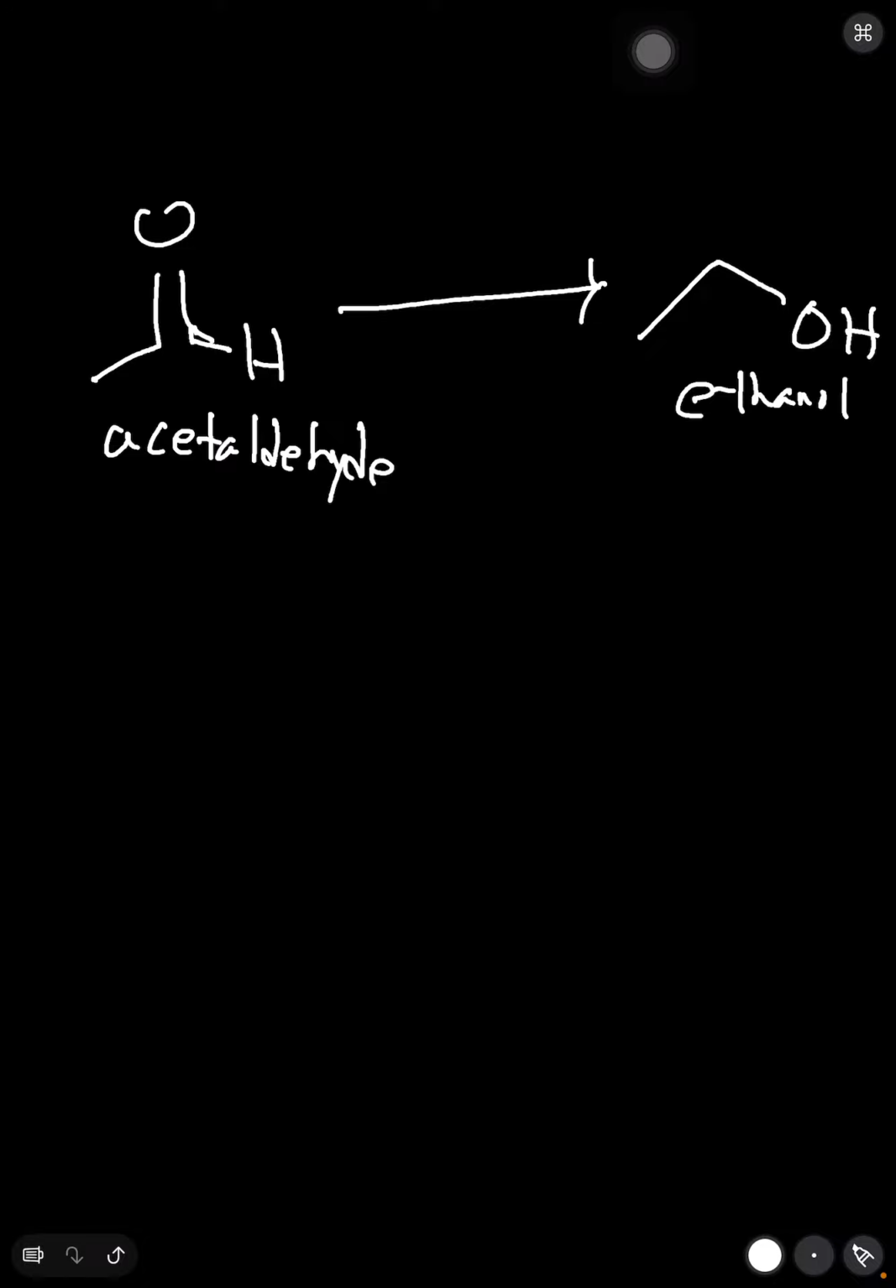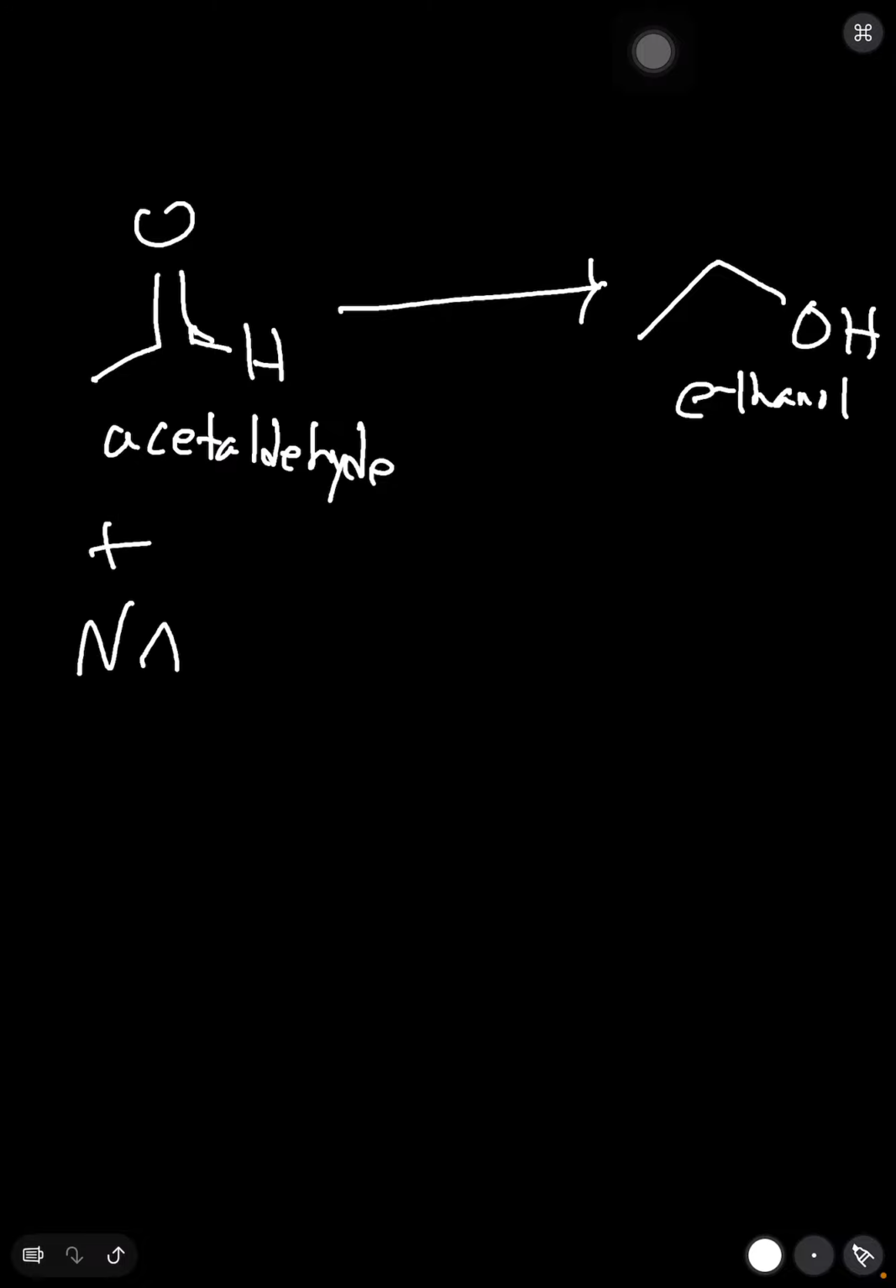And you'll notice this is a redox reaction, right? We have a carbon in a carbonyl group. It's got 2 bonds to oxygen. It goes from having 2 bonds to oxygen to having 1. So this carbon in acetaldehyde is reduced. That means something has to be oxidized. And guess what?